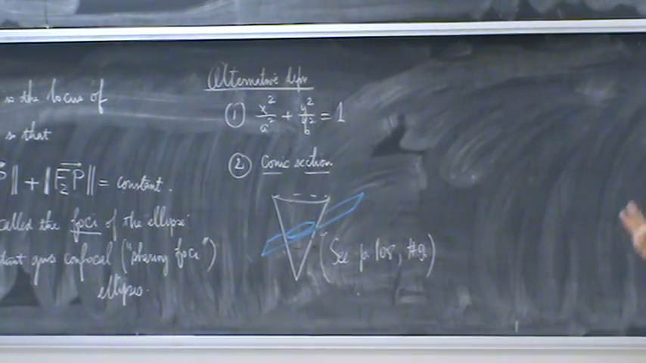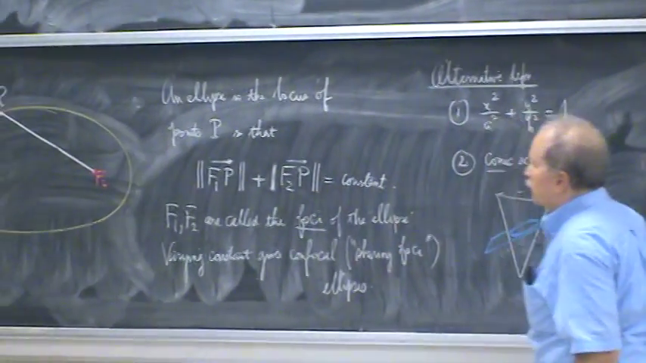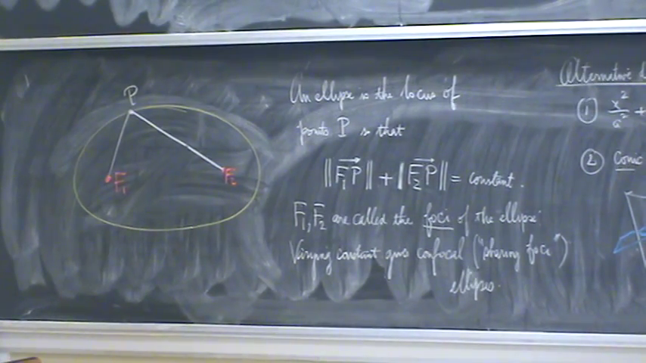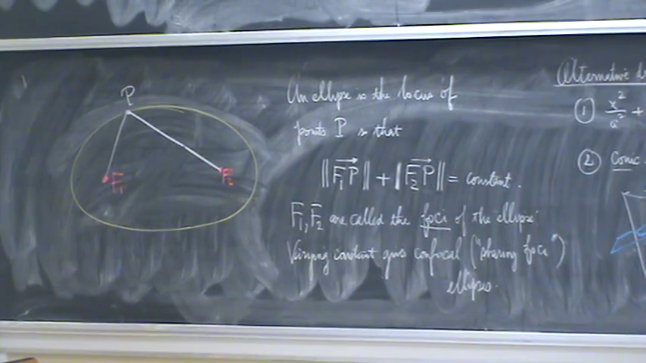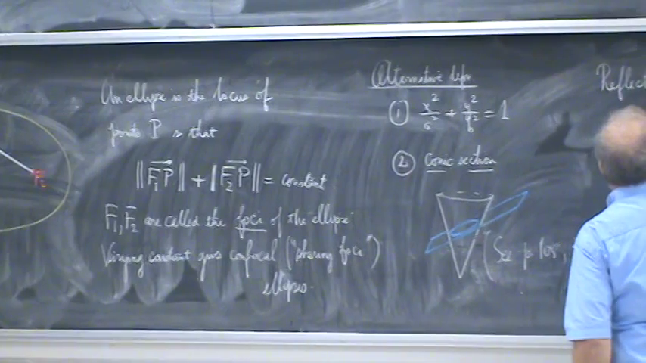So I'm not gonna go through these different definitions. We're just gonna work with this one today. What I want to prove is what's called the reflectivity property of the ellipse.